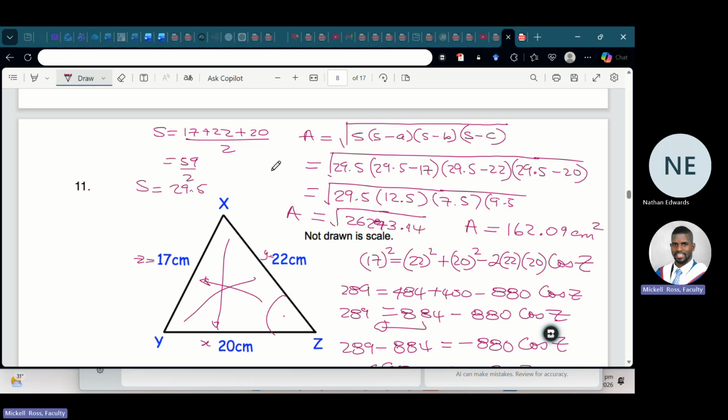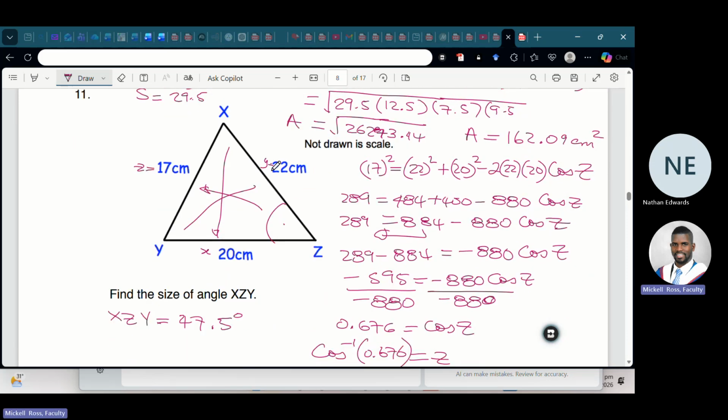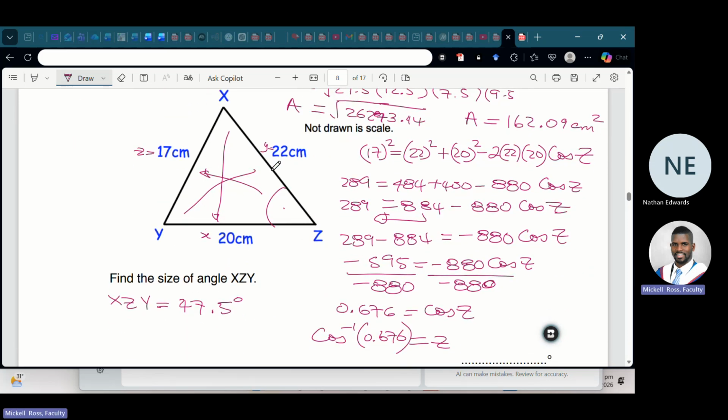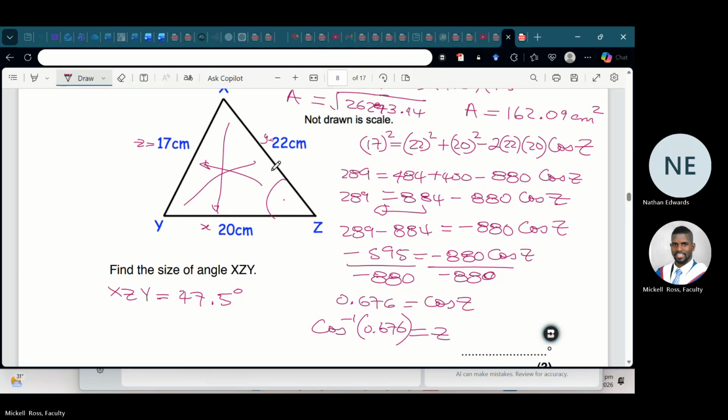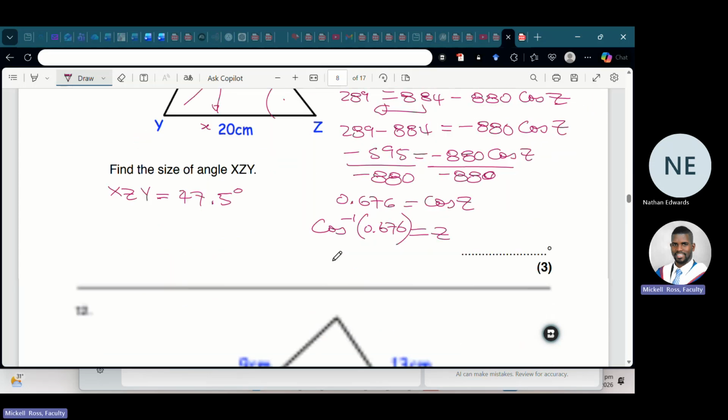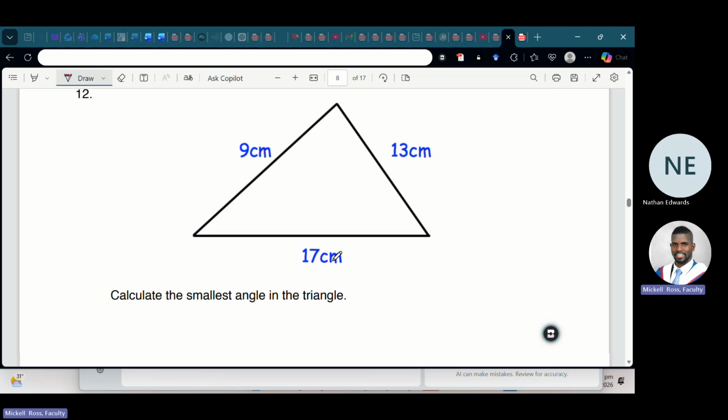All right, so we looked at how to use the formulas to calculate both angles and lengths of sides, and we looked at how to use the trig formula and Heron's formula to calculate area. All right. So I'm going to ask you to try one for yourself.